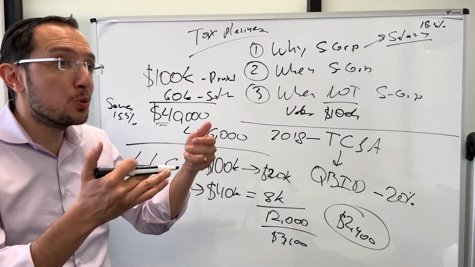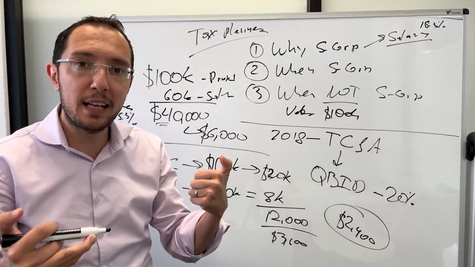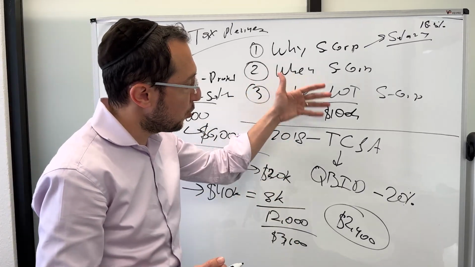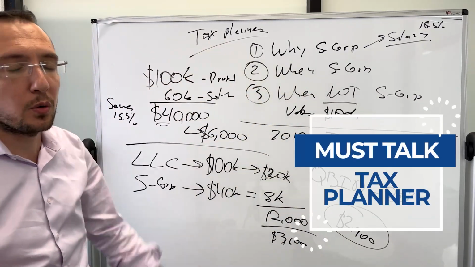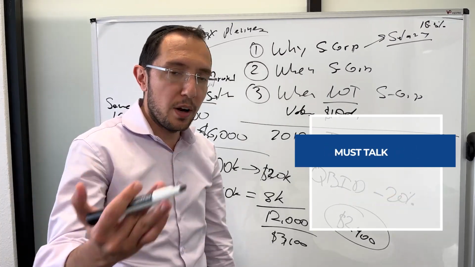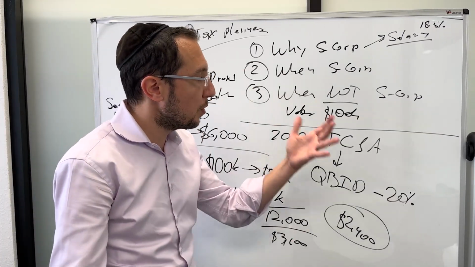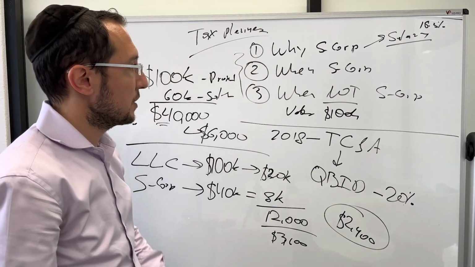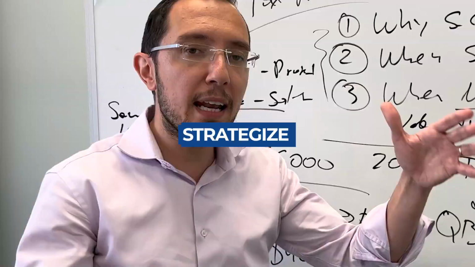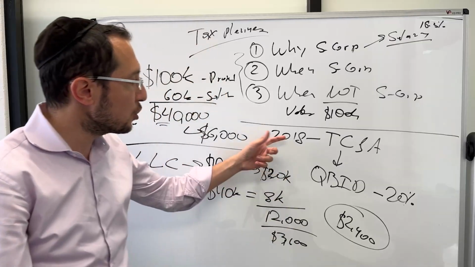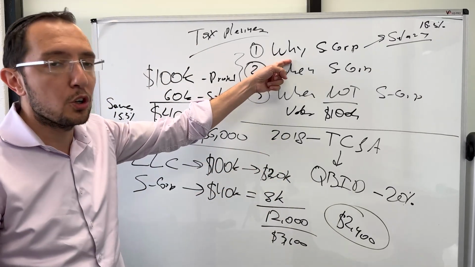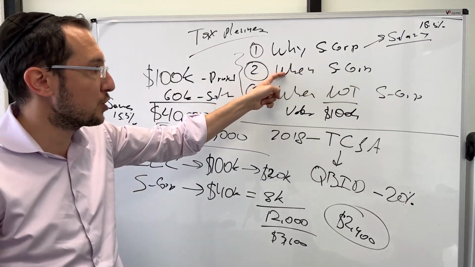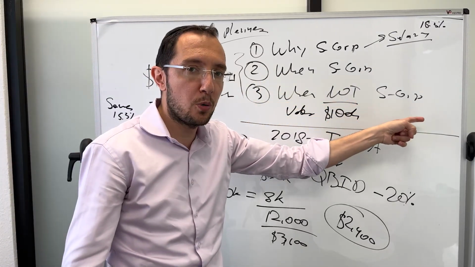But don't just use this video as a means to make that decision. I am just educating you here. If you want to see what really works for you, you've got to talk to a tax planner. If you don't have a tax planner, you are overpaying in taxes. A tax preparer is not going to give you any of this advice. You need to sit down, analyze, and have a strategy for yourself. When should I become an S corporation? Why should I be an S corporation? When does it make sense for me to become one? And when should I actually not become one?